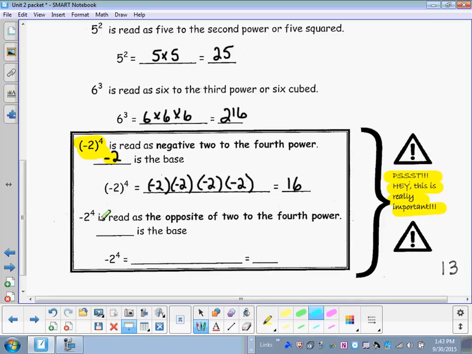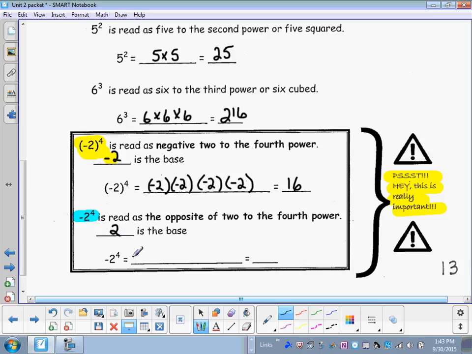In contrast, negative 2 to the 4th is read as the opposite of 2 to the 4th power. See the difference? With the parentheses, it's negative 2 to the 4th power. Without the parentheses, it's the opposite of 2 to the 4th power. So in this instance, the base is 2, not negative 2.